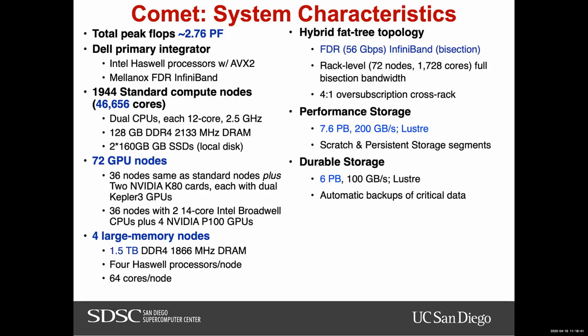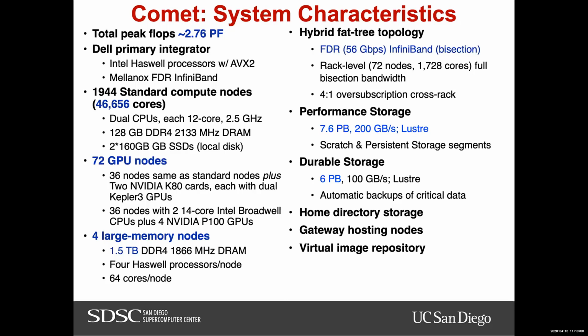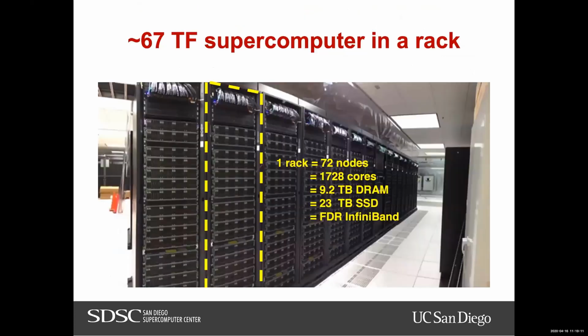The network is a flat tree topology, in case you're interested in how networks work. It's InfiniBand. We have 7.6 petabytes at the moment of Lustre, and it may be more. These numbers change. Durable storage, 6 petabytes. You have a home directory, and you want to be careful about that home directory. It's got limited storage, and you really shouldn't run any code from it. You should put it over in a working directory. I'll talk about that briefly.